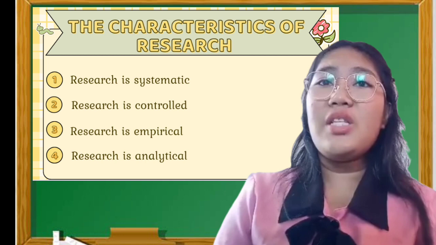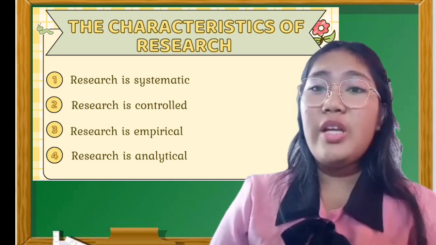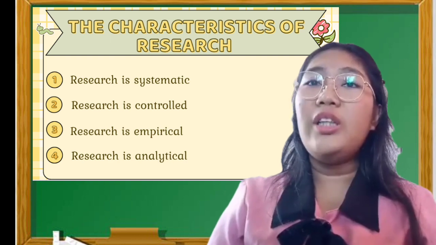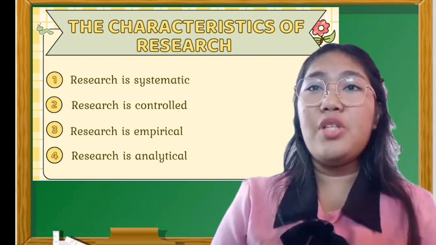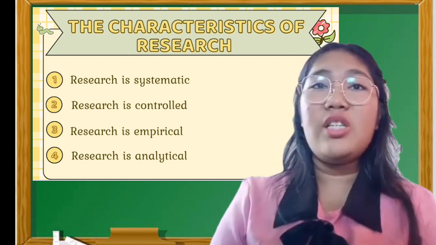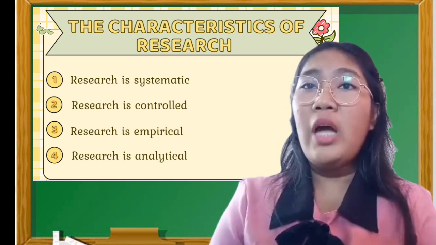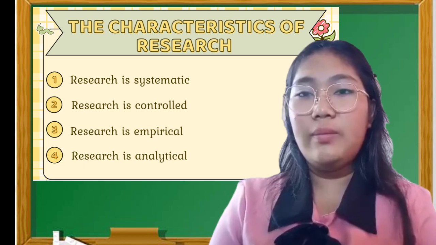So, the characteristics of research. First, research is systematic. It follows an orderly and sequential procedure that leads to the discovery of truth, the solution of a problem, or whatever is aimed to be discovered.